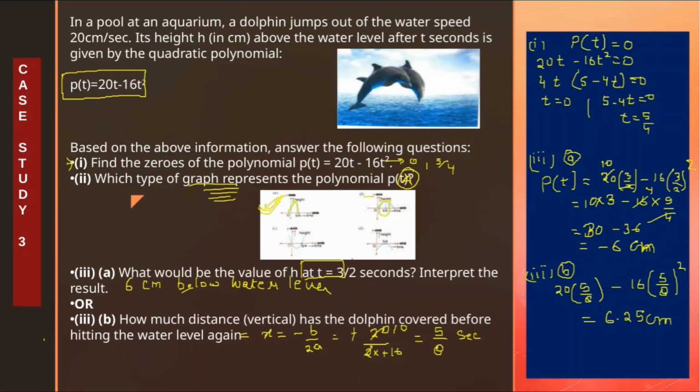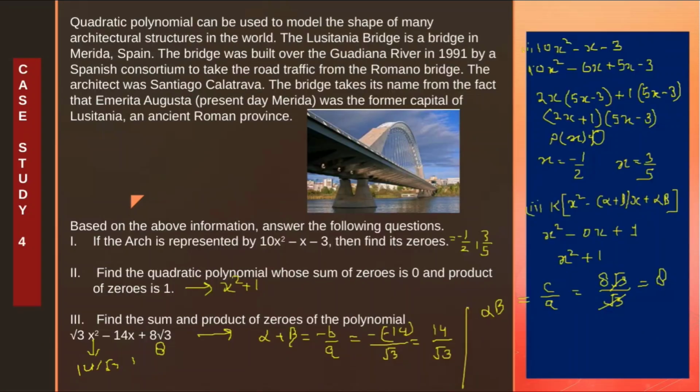Quadratic polynomials are powerful tools for modeling the curves and shapes we see in architecture. Take the Lusitania Bridge in Merida, Spain, for example. Designed by Santiago Calatrava and completed in 1991, this bridge gracefully spans the Guadiana River. Its name honors Merida's ancient Roman roots, when it was the capital of Lusitania.